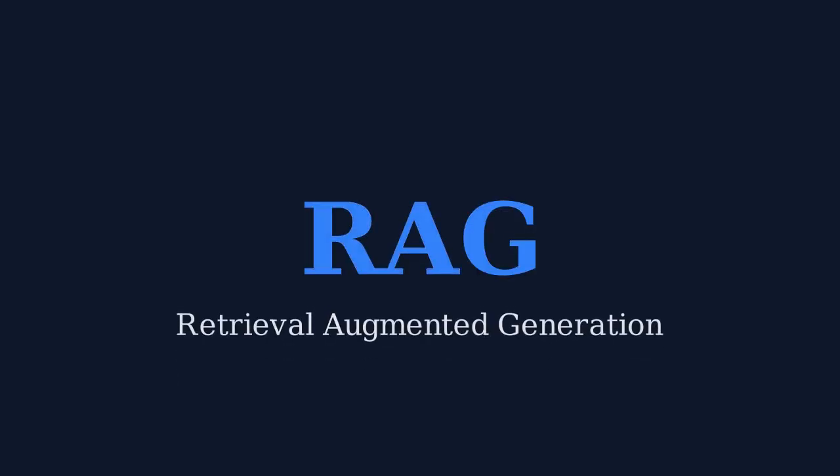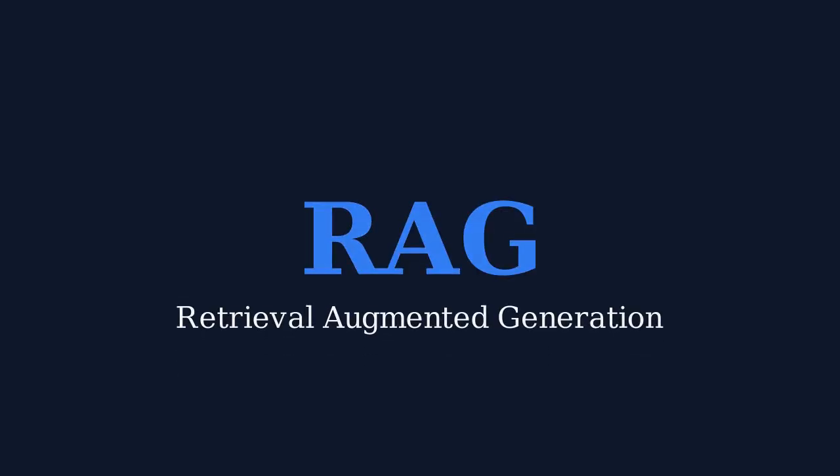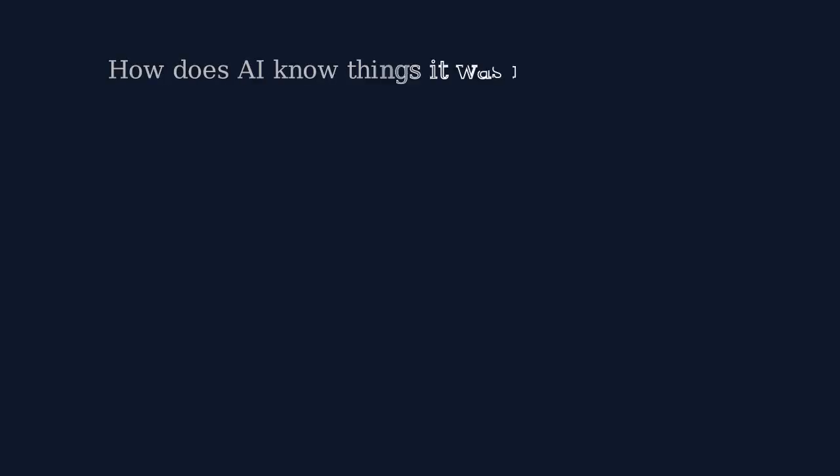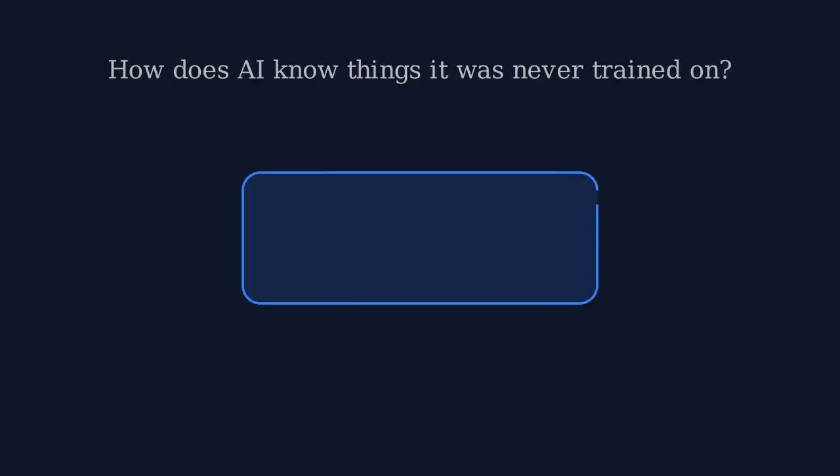Have you ever wondered how an AI chatbot seems to know about your company's private documents, information, or even what happened after it was trained? The answer is usually a technique called Retrieval Augmented Generation, or RAG. We are talking about this. In the next 5 minutes, we'll break down exactly what RAG is, why it exists, and how it works, step by step. Let's start with the problem.